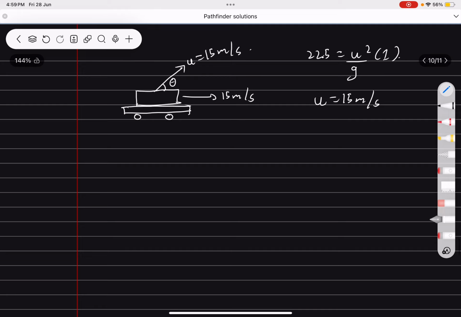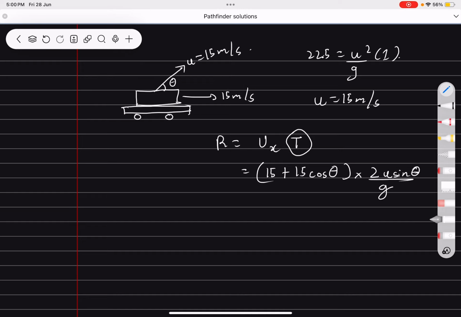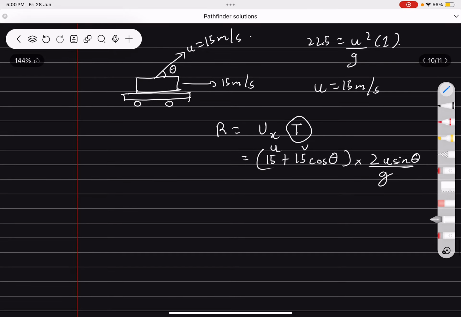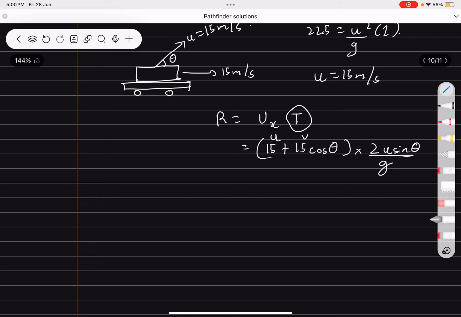So let's write the range. Range is what? ux into t. We can write ux as 15 plus 15 cos theta, right? And time of flight. Time of flight is what? 2u sine theta by g. This is u, this is v. Okay, sorry, I had written it reversed. This is u, this is v.